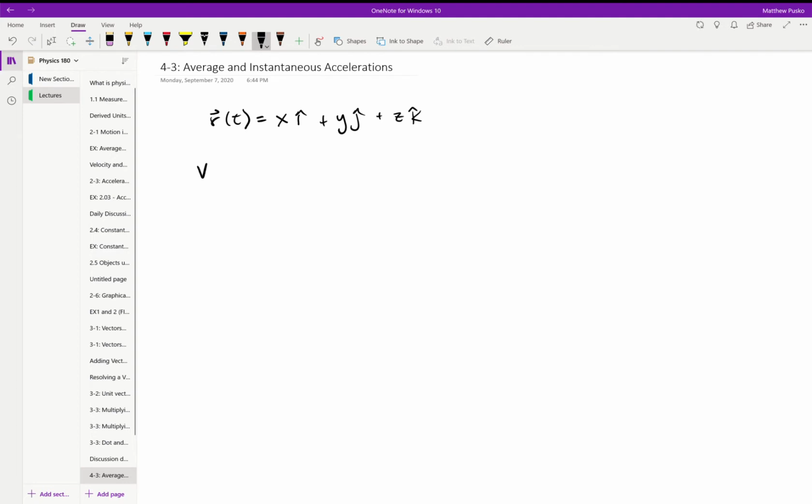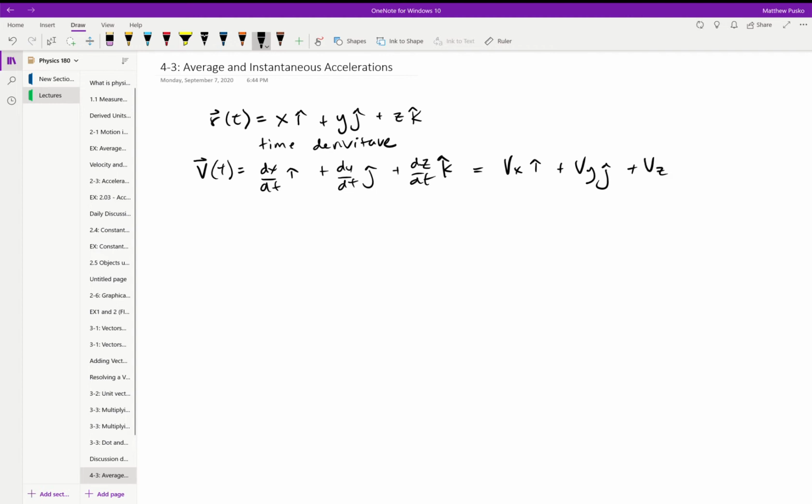What we saw is that we could find the velocity as a function of time simply by taking the time derivative of this. And what we get would be dx/dt i plus dy/dt in the j plus dz/dt in the k. And we can rewrite that as the velocity in the x direction plus the velocity in the y direction plus the velocity in the z direction, k.